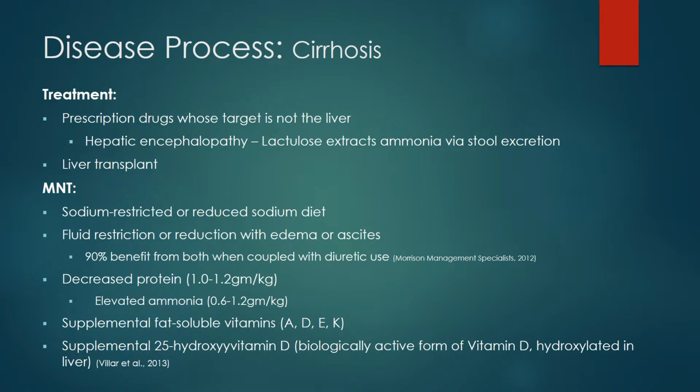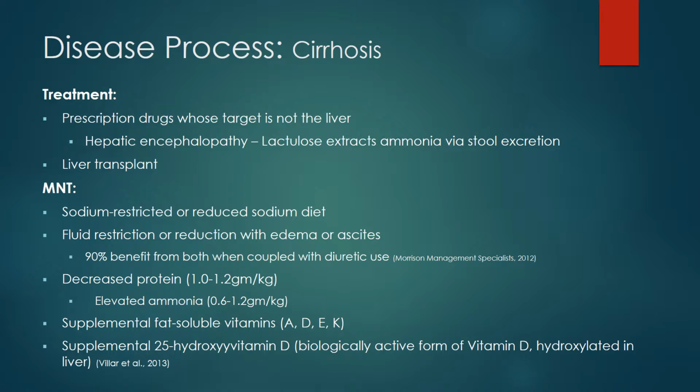The medical nutrition therapy for someone with cirrhosis typically is a sodium restricted or reduced sodium diet. It may not be fully restricted. 2 grams is generally a pretty moderate reduction. 1 gram would be considered more of a sodium restricted diet, a much more severe restriction there. A fluid restriction may be put on the patient to reduce complications with edema and some ascites that may build up.